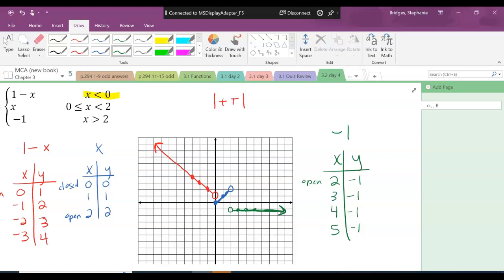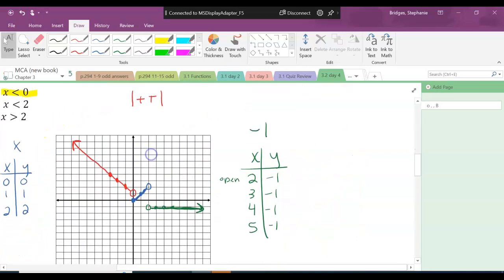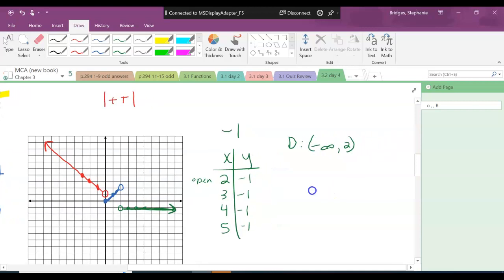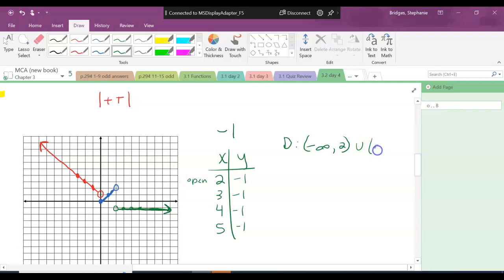Okay, so our domain is going to be negative infinity to 2. And then again from 2 to infinity. Your range.